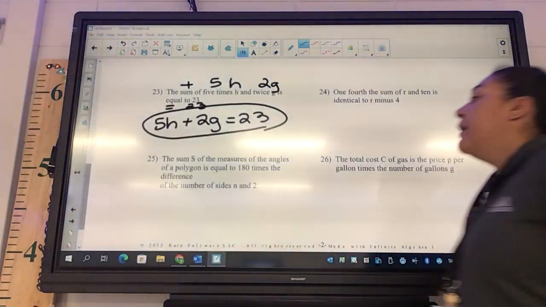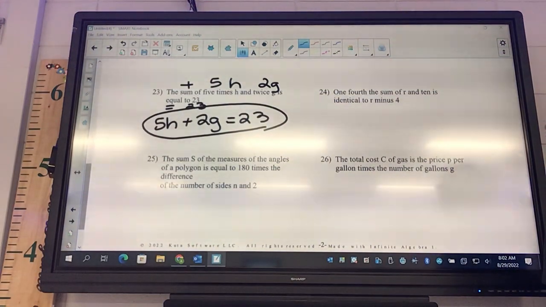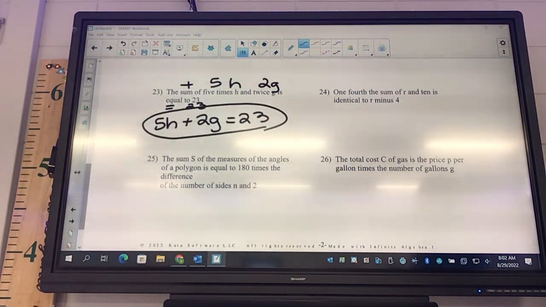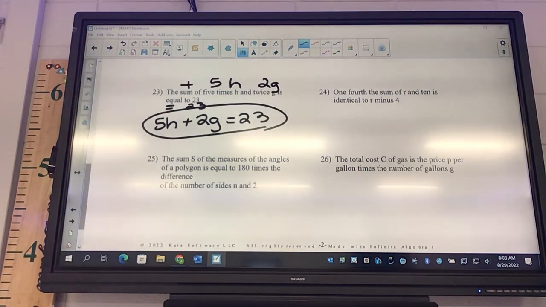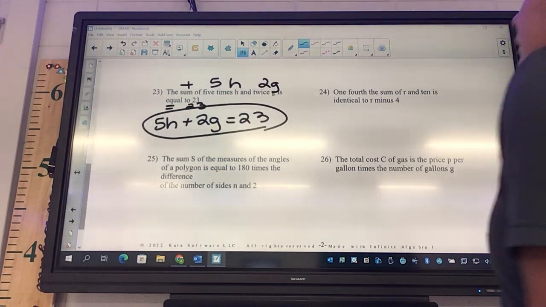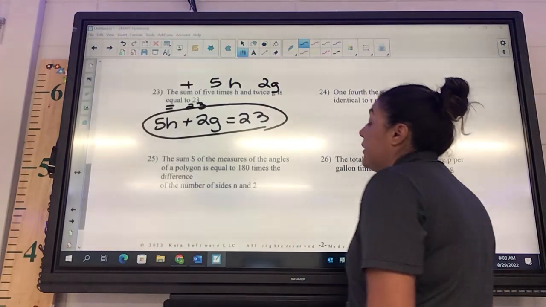The sum S of the measures of the angles of a polygon is equal to 180 times the difference of the number of sides n and 2. Oh my God, I cannot read today.